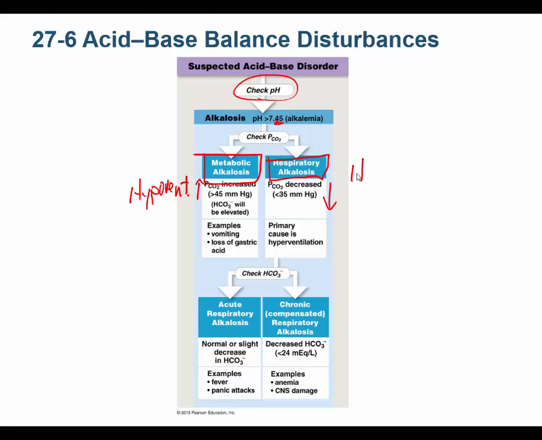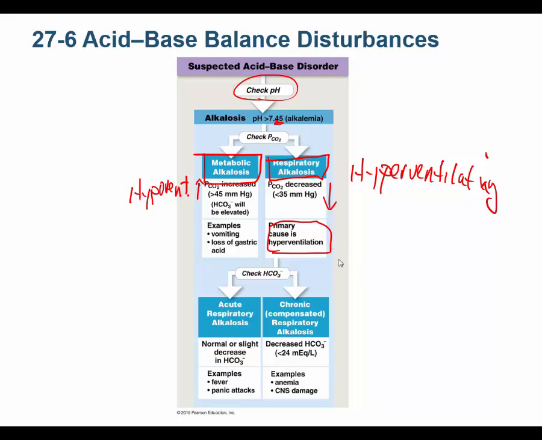And I am hyperventilating. Now, this is usually due to anxiety disorders. Hyperventilating. Primary cause is hyperventilation. This can be due to anxiety disorders. You hyperventilate when you're anxious.